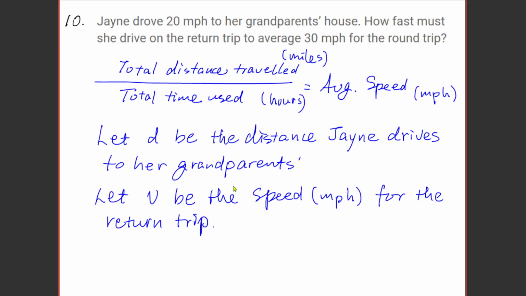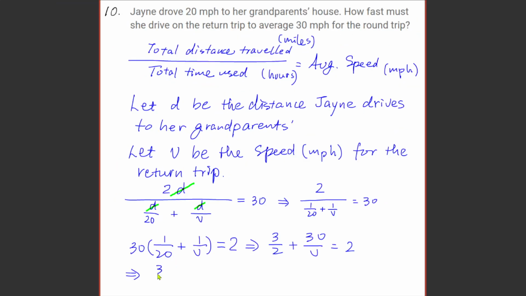Well, we want the average speed to be 30 miles per hour, so we could use total distance traveled over total time used, right? So basically you have 30 over V equals 2 minus 1.5, which is 1 over 2. And therefore we have V equals 60, and the unit is mph. Okay, have a look at the solution here. Any questions, just let me know, okay?